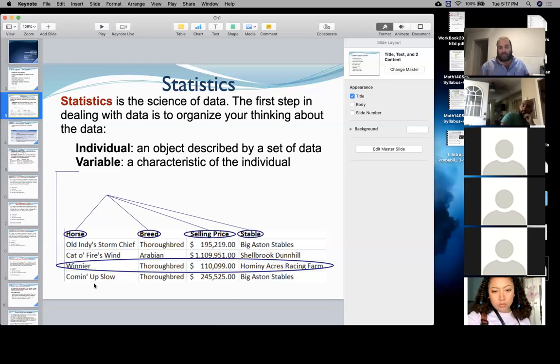And what do you care about these horses? Well, you might care about the breed. You might care about the selling price. And you might care about which stable they're in. Those are variables. Those are things that change from individual to individual. That's what the word vary and variable stands for. They can change. It's not a constant. It's not the same in each one. They are variables. Does that seem reasonable and make sense?